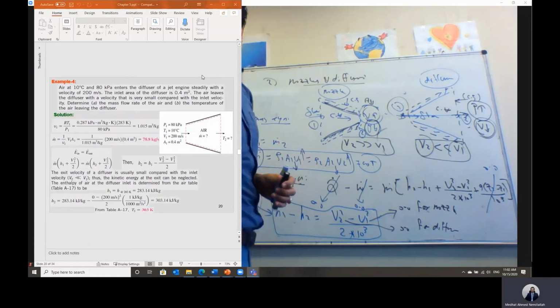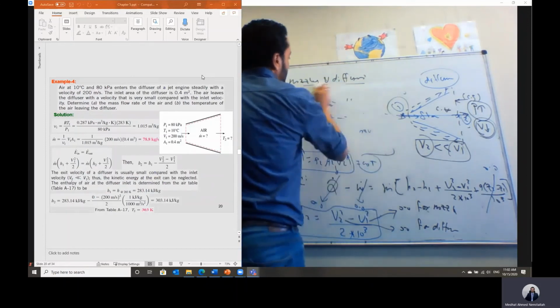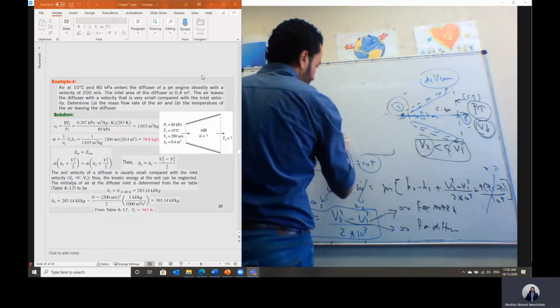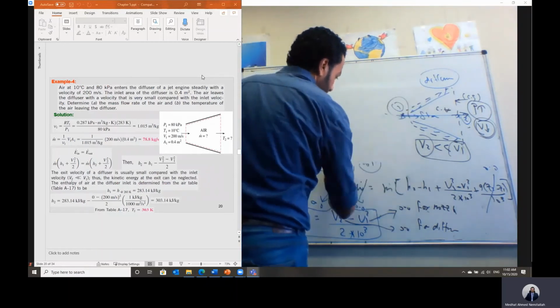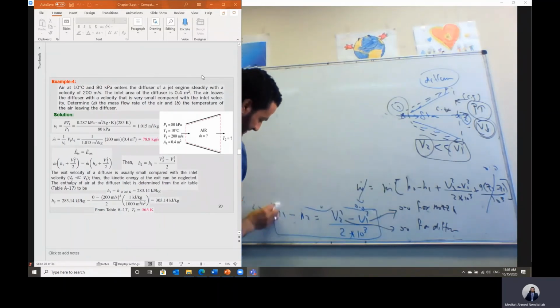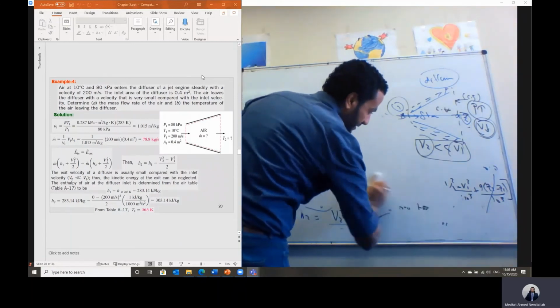Let's have a very simple example. We have a diffuser in a jet engine. Usually the diffuser in a jet engine represents the inlet section of the jet engine, to raise the pressure of the incoming air.